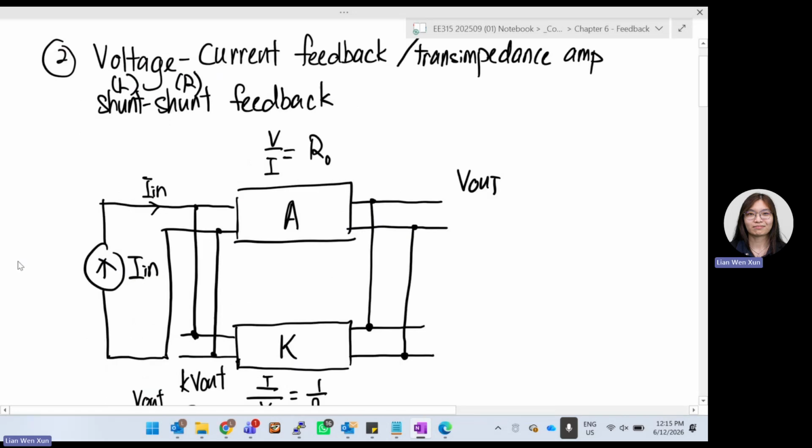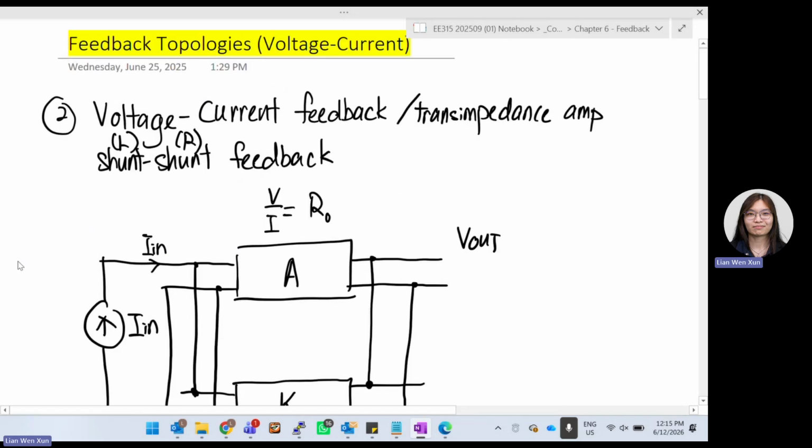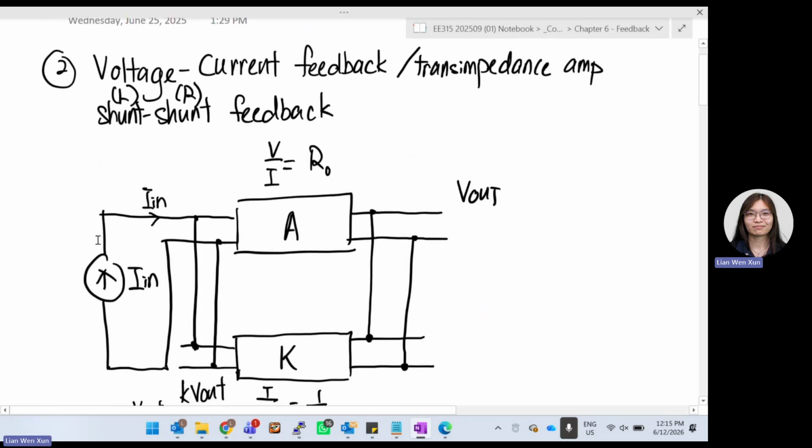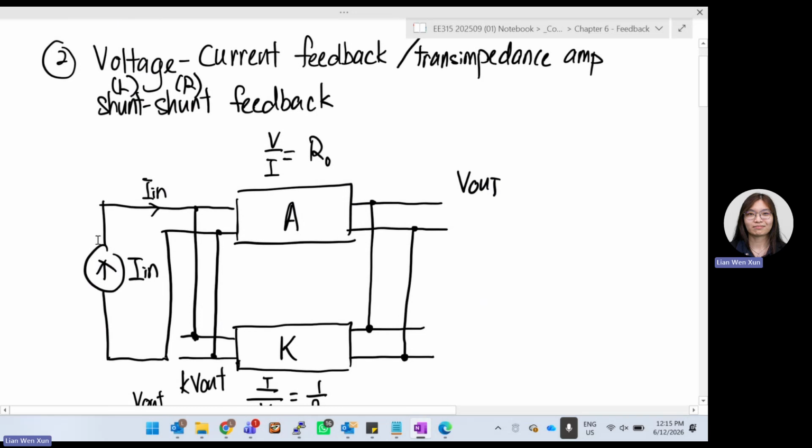The second type: actually the only important ones are these two feedback networks. The other two are less commonly used. The important ones are voltage-voltage and voltage-current. We say it's voltage-current, meaning that my feedback senses some voltage and feeds it back as a current to the input. So we also call this a transimpedance amplifier. I get voltage, I let you know what the current is.